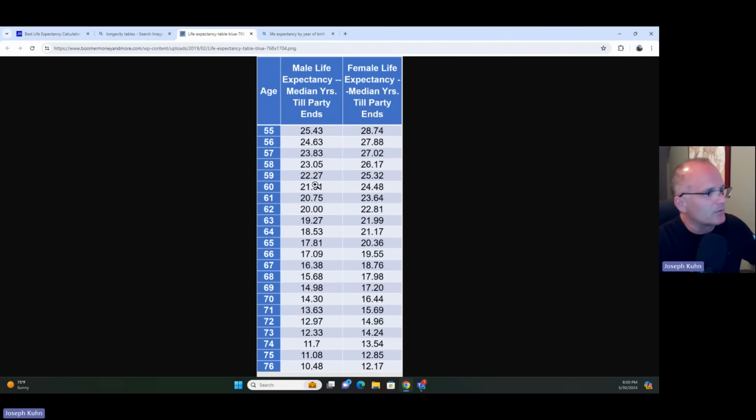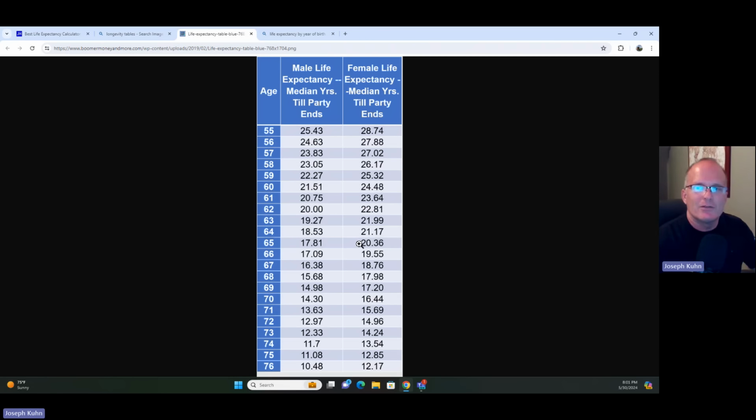I'll be 60 very shortly. So that's what I would use. If you're 65, good chance you're going to live 17.8 more years on average. Remember, that's average. That's going to be critical on the next one. Female, 20.36 from 65. So almost, let's say 85 and a half. This is okay. This is better.